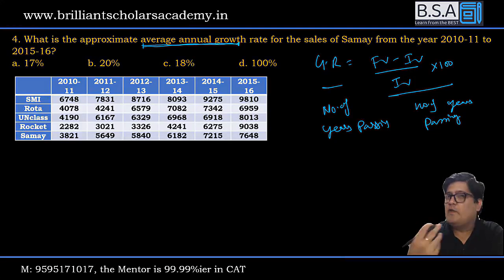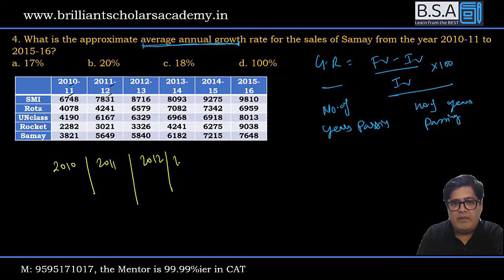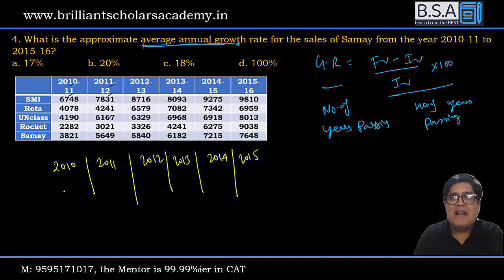Now again, there are two ways to write this. See, what have I written? What I have written for you is a year range. 2010 to 2011. 11 to 12. Sometimes how do you have the data? I'll rewrite this. There is data for 2010, 2011, 2012, 2013, 2014, and 2015. These are annual figures.